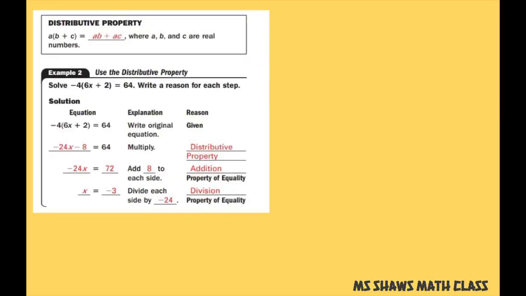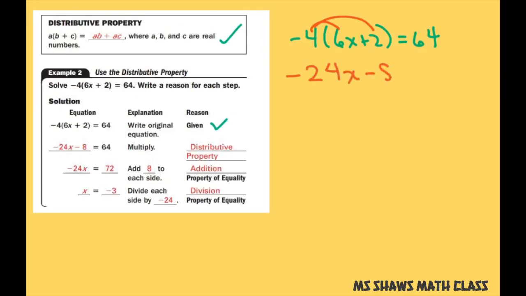All right. Next, the distributive property. So basically, there it is. And what you're going to do is we have negative 4 times 6x plus 2 equals 64. That's your given, so you just write it down. And then we're going to distribute, or you actually could divide first both sides by negative 4, but let's distribute like they did. Negative 24x minus 8 equals 64. So we just used our distributive property.